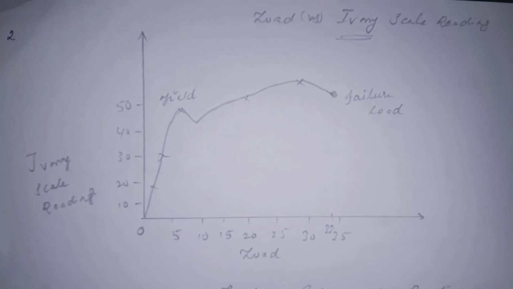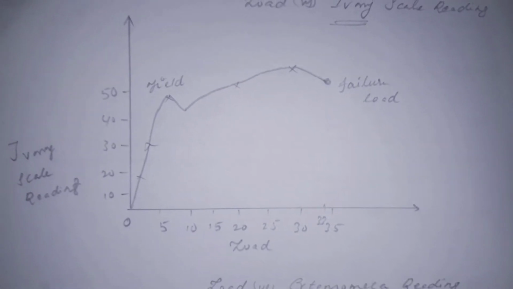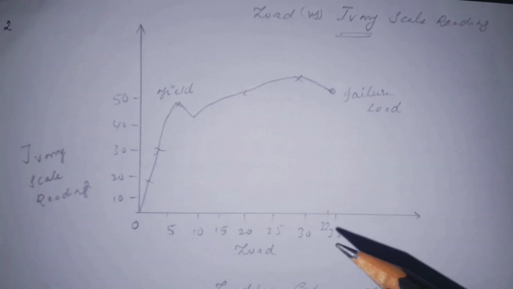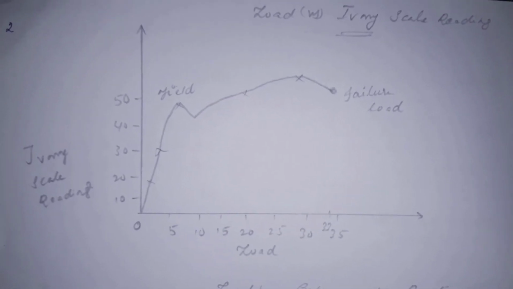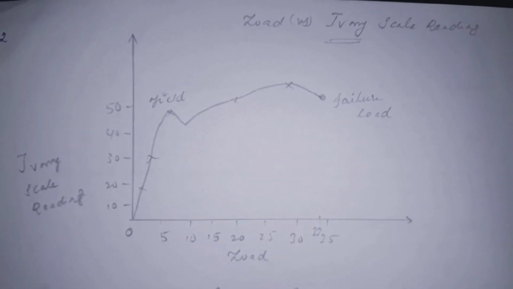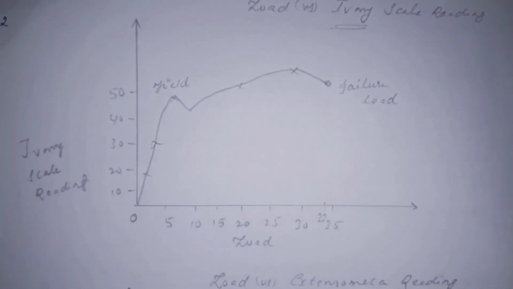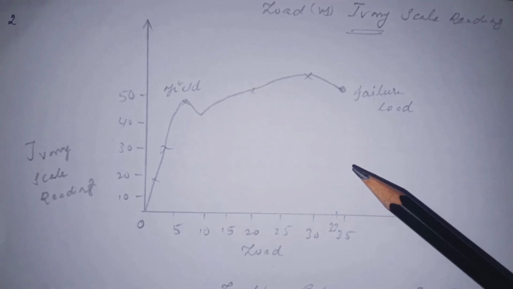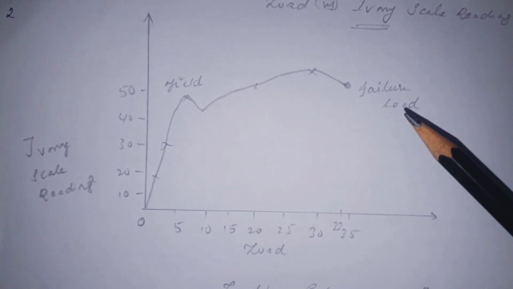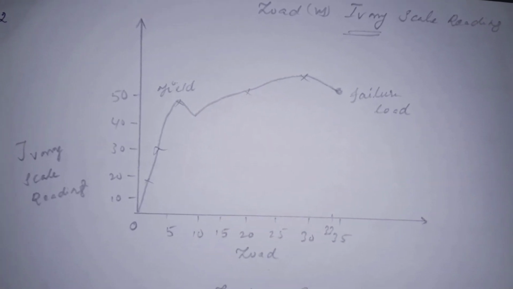This is the load based IVD scale reading graph. The X axis represents load and the y axis represents IVD scale reading. This graph is plotted with respect to the tabulated readings only. From this graph we calculated the yield point as well as the ultimate failure load point.